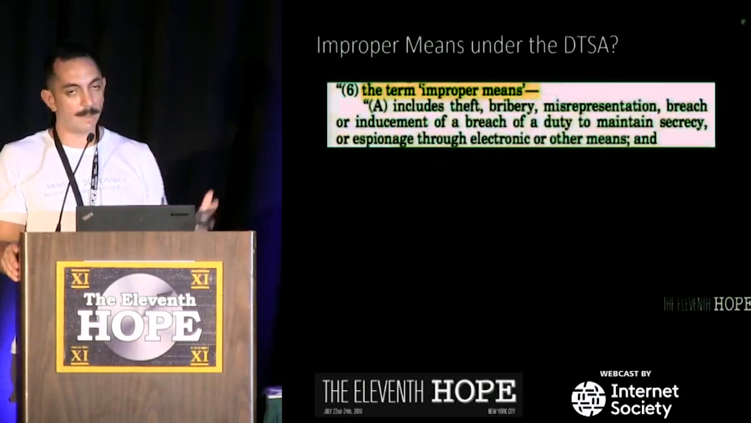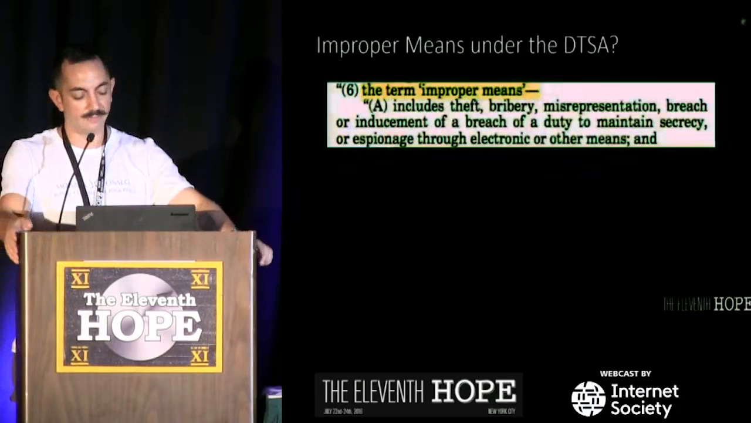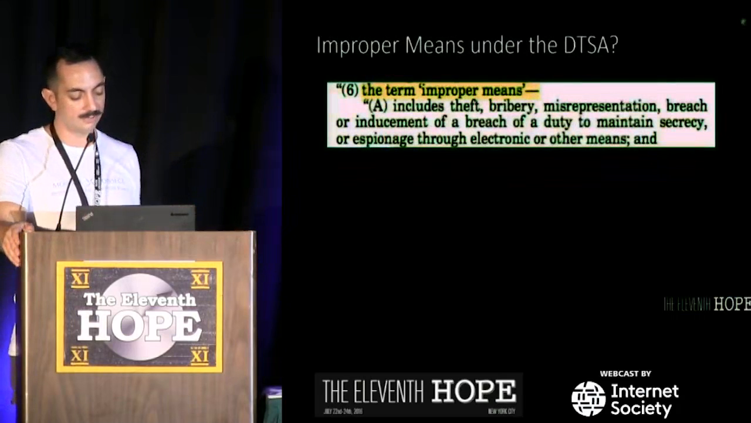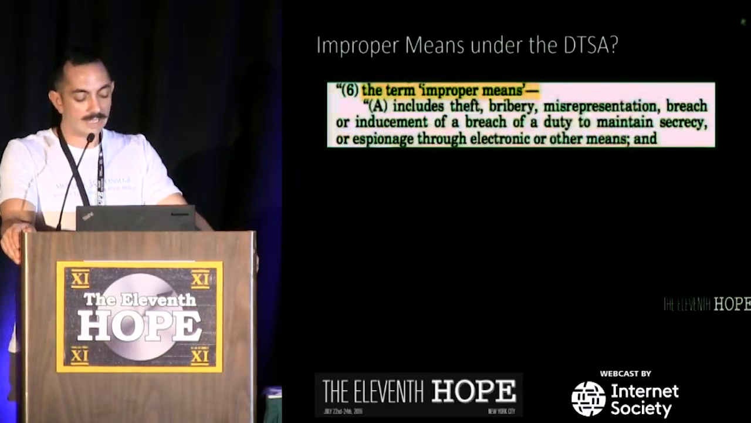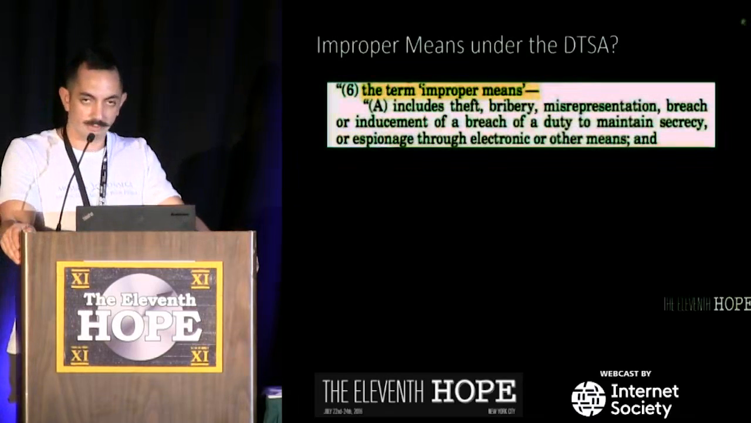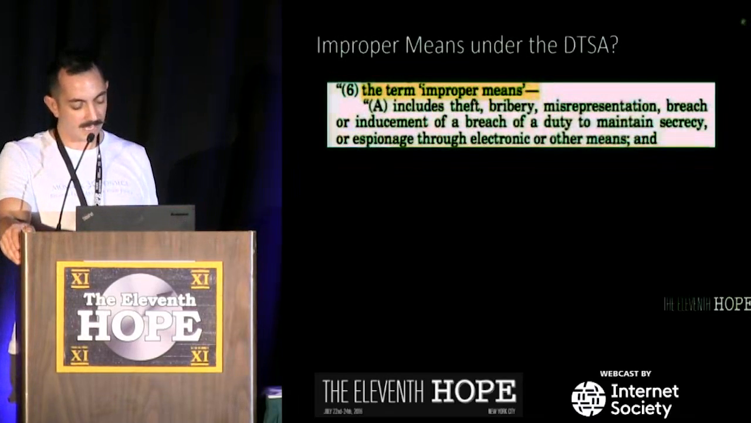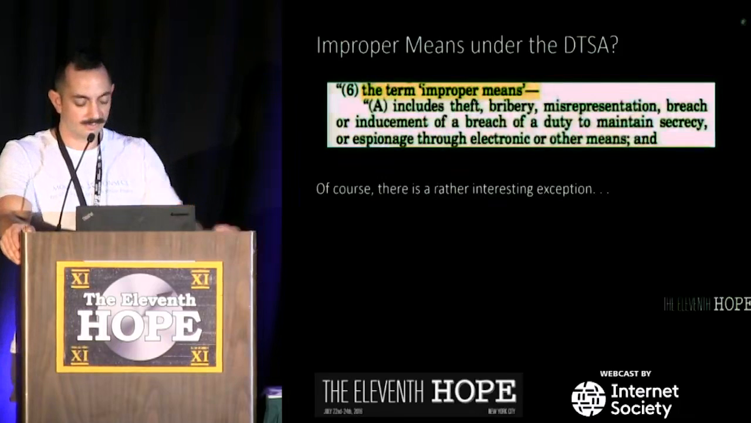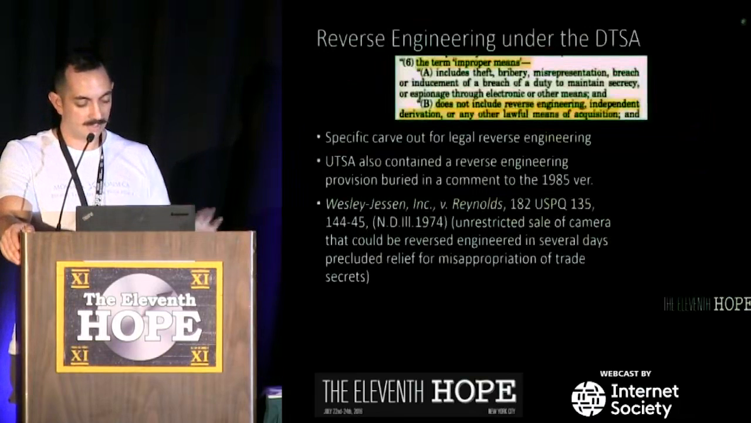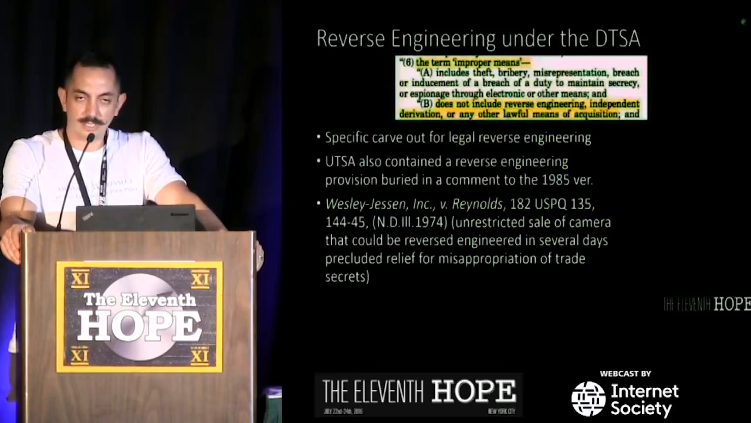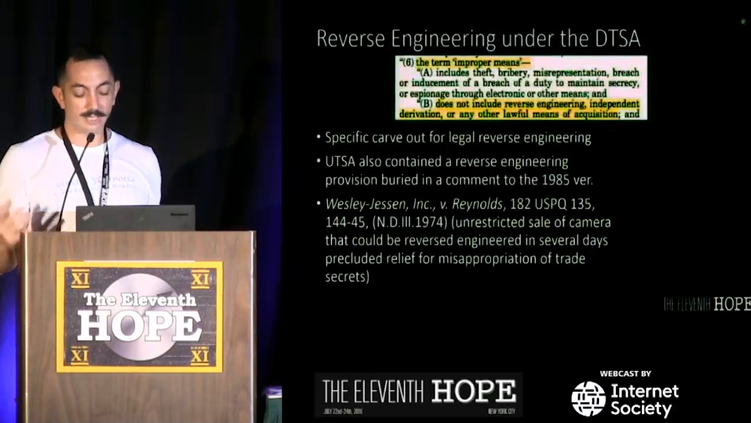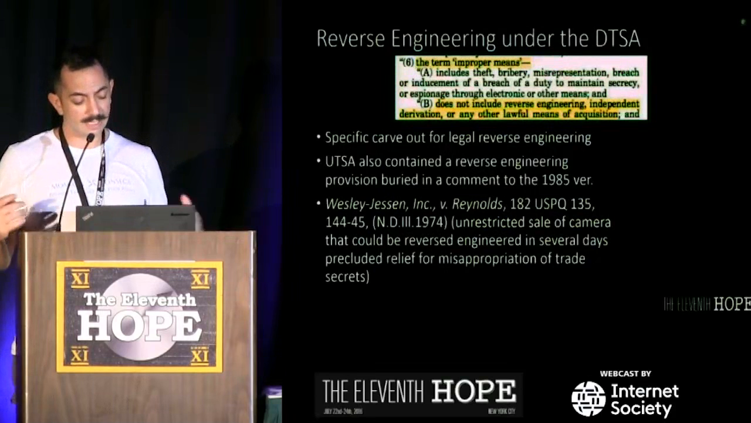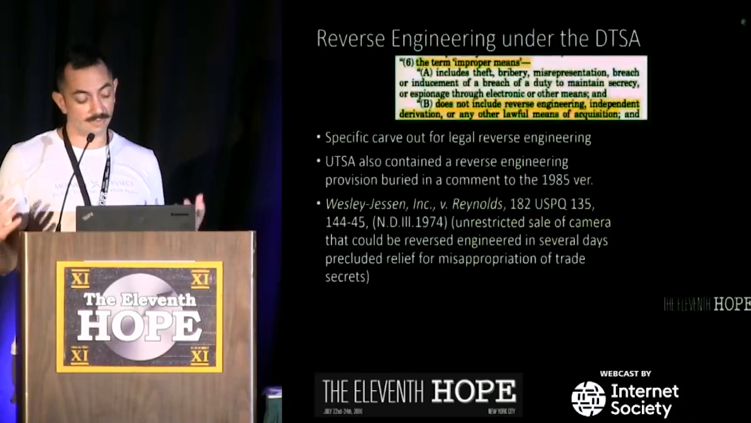And the term improper means is pretty obvious: theft, bribery, misrepresentation, breach or inducement of a duty to maintain secrecy, or espionage through electronic or other means. But of course, there's one rather interesting exception that we're going to be talking about this evening. So reverse engineering is specifically carved out. The term improper means does not include reverse engineering, independent derivation, or any other lawful means of acquisition.